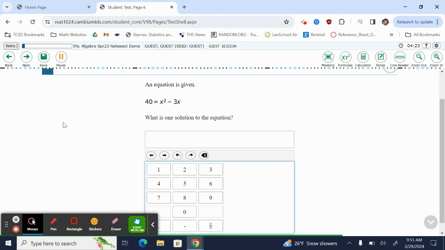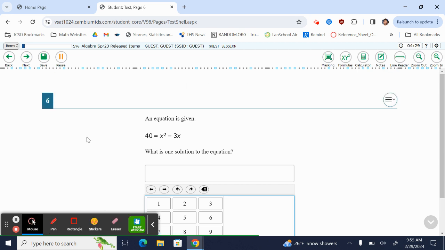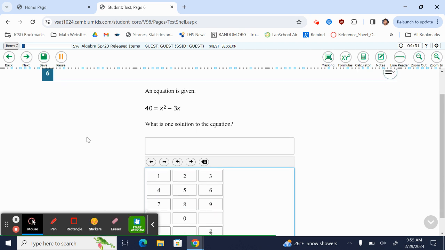Algebra OST Spring 2023 released test items number 6 says an equation is given. What is one solution to the equation? So here's what we're going to do, right?